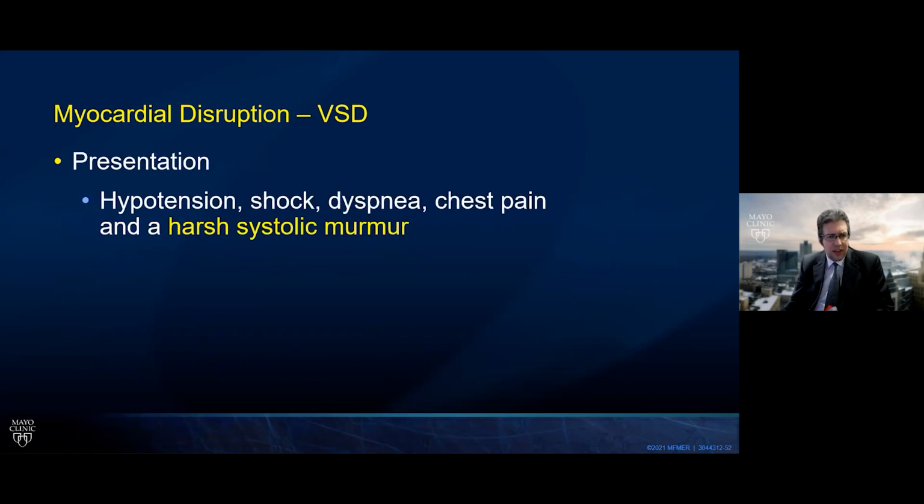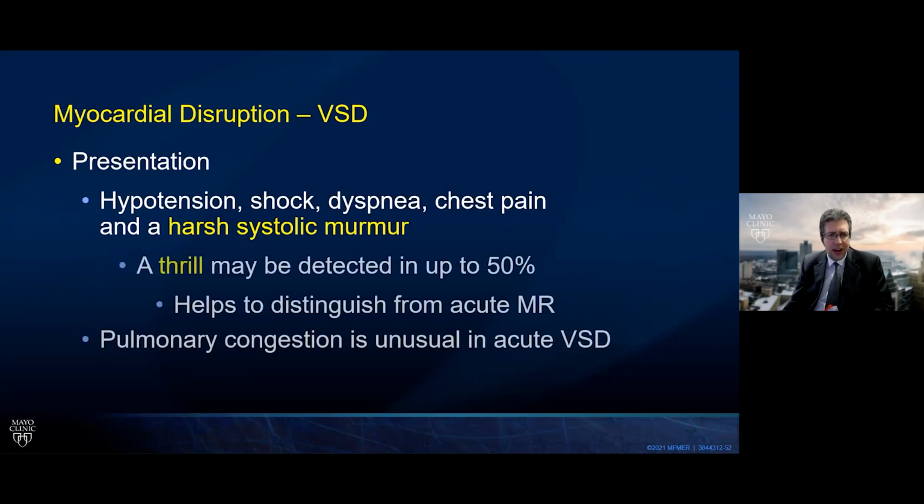So these patients with VSD will present with hypotension, shock, dyspnea, pain, and a harsh systolic murmur, frequently accompanied by a thrill. And this harsh, loud, vigorous, thrill-associated murmur is a good way to tell apart VSD and papillary muscle rupture. Remember, papillary muscle ruptures can actually be completely auscultatorily absent, whereas this tends to be quite loud.